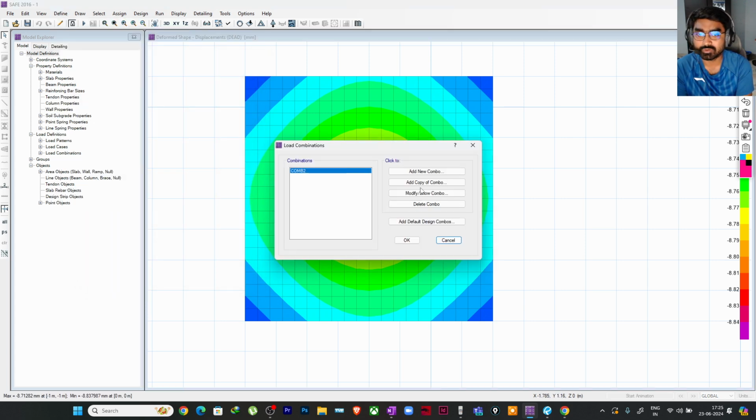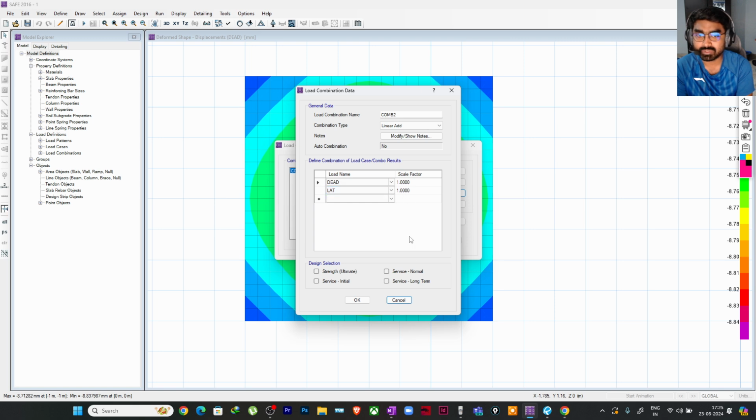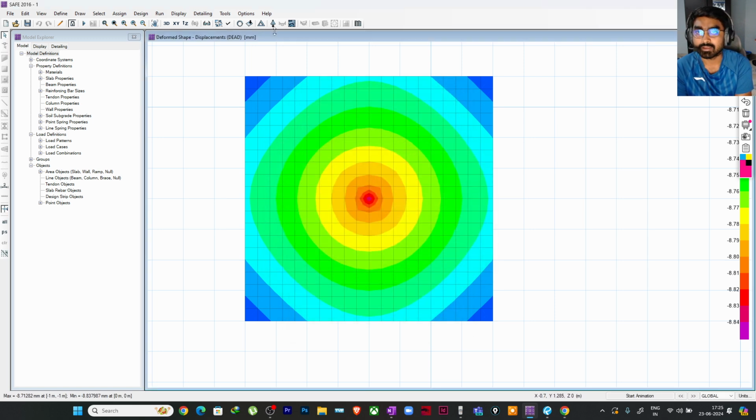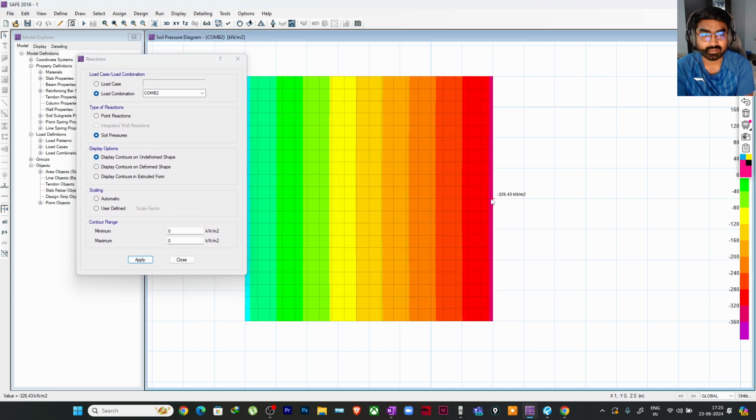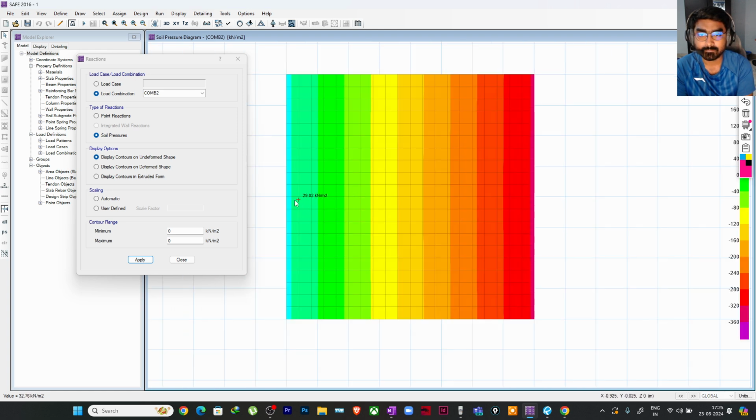I think I forgot to show you. This is nothing but the 2 load cases with factor 1, so this is a service combination to check the pressure. Now if I see the pressure for this load combination, you can see the maximum pressure we are getting is around 326.43, and here we are getting 46.8. Remember, in SAFE, the negative pressure means basically pressure and positive means tension. So it is opposite to what we are doing in the manual calculation, because in case of pressure the footing is going downward, so that's why it is negative. Do not be confused with the manual calculation.